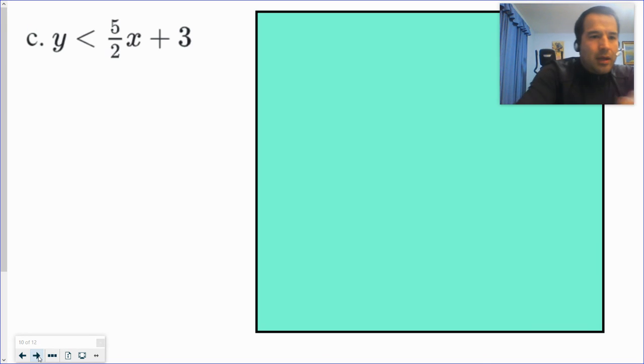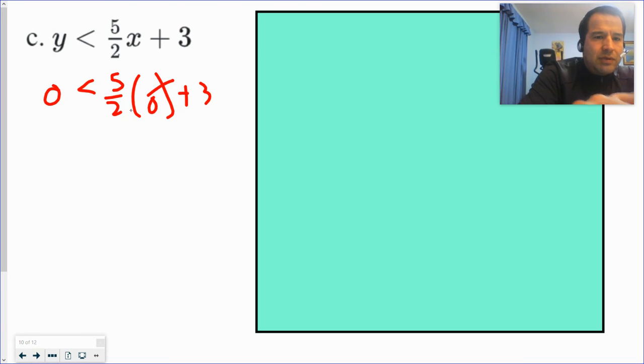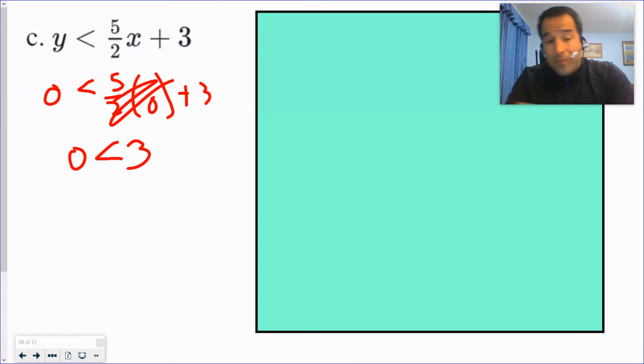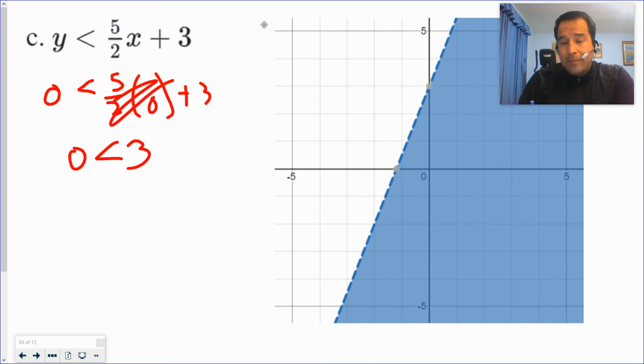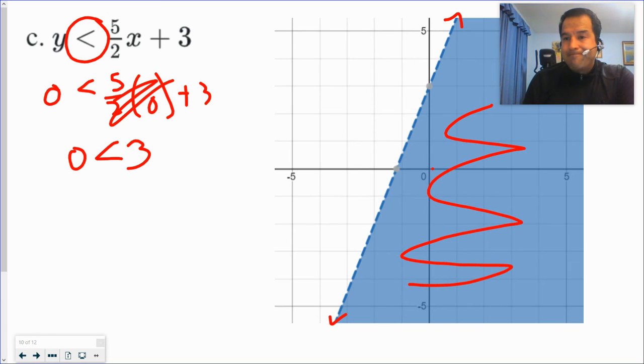All right, ready? Plug in (0, 0). Is 0 less than 5 halves times 0 plus 3? Again, that cancels out. 0 is less than 3. Yes, that's true again. So the side that has (0, 0) should be shaded, and it should look like that. Now, did you catch that? It does not have an equal sign, so there should be a dashed line with, again, arrows at the end. (0, 0) did work, so everything over here gets shaded in. Cool. Last one.